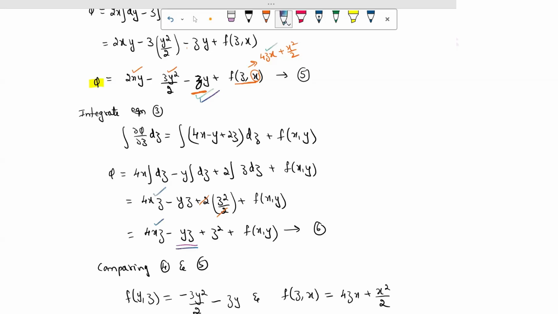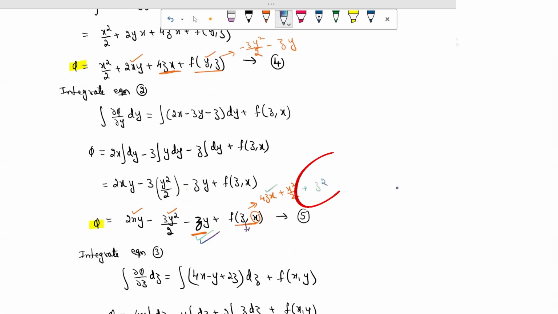Z square is not there. So therefore z is involved over here. Therefore, one more term, plus z square, has to come over here. If z square comes over here, here also you have to get it, because both the equations should be the same. Plus z square you will be getting as another term. So two additional terms have been added over here.